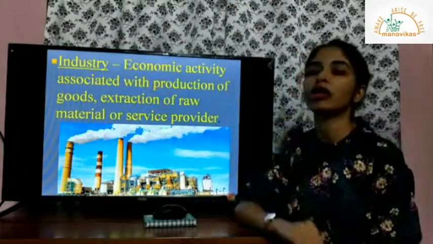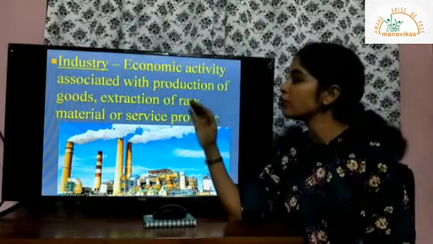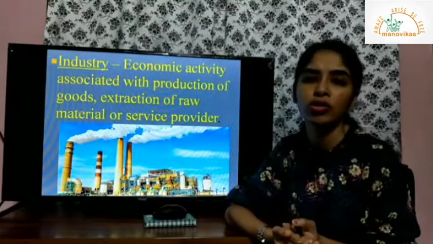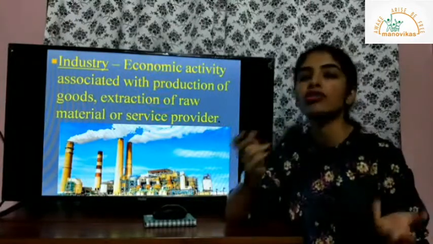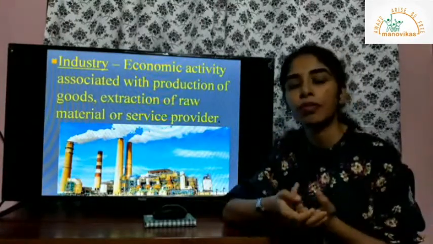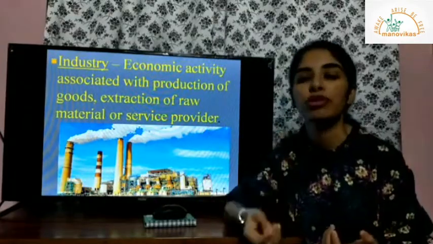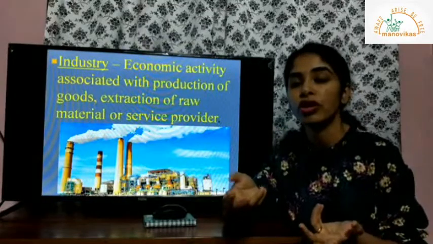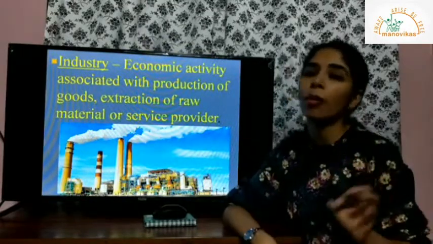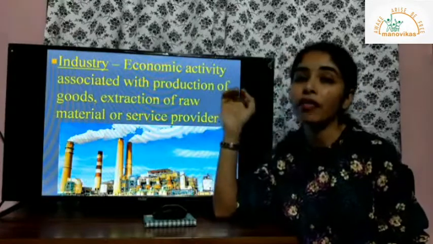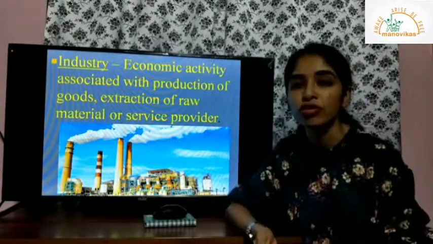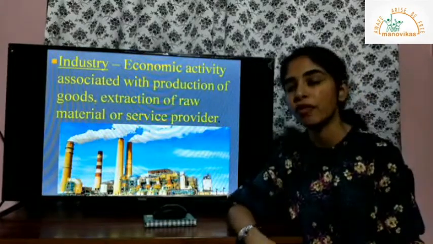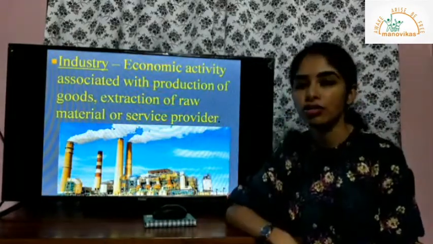Now what is production of goods? An industry can also be referred to as production of different types of goods. In a country, different types of goods are produced, right? Pencils are produced, rubbers are produced, your notebooks are produced. The tiniest rubber to the largest aircraft or a ship, they are also produced, isn't it? So production of all these different types of goods is an industry.